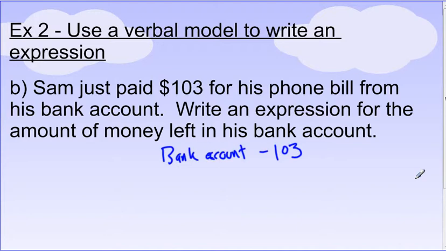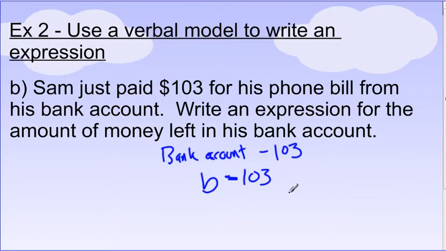Well, we don't know how much money he has in his bank account. So that mystery piece here is going to be our variable. So let's use like a b, minus 103. So now we know that if he had like $1,000 in his bank account, we take 1,000 minus 103. If he had $26 in his bank account, we take 26 minus 103, and this guy's in trouble because he has negative money in his bank account, and they'll be looking for some money soon.